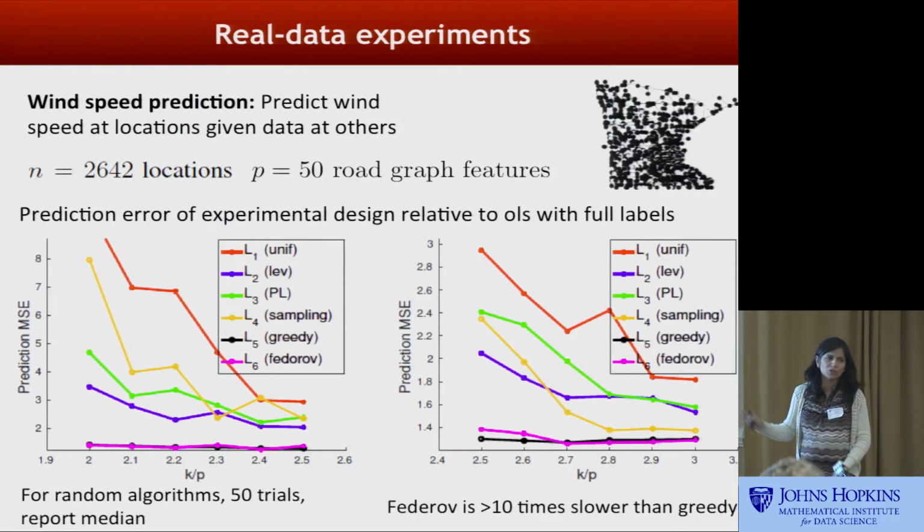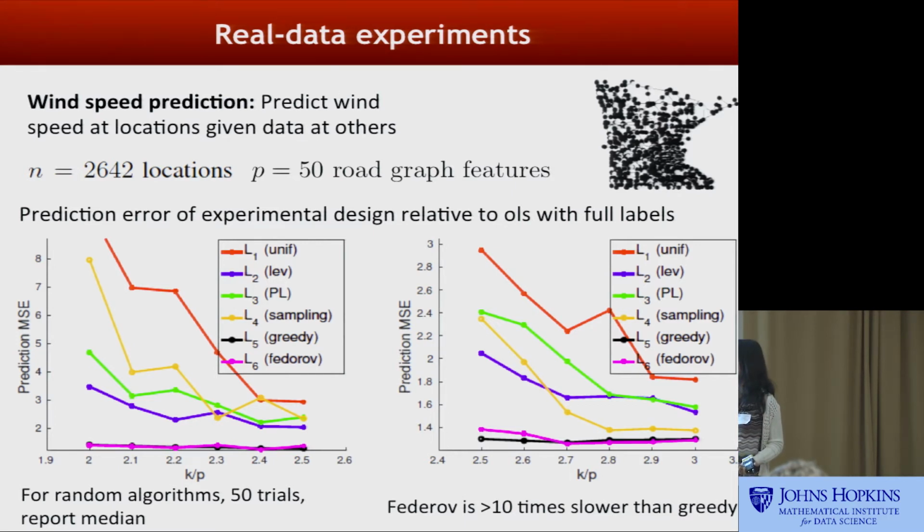And I'll only show you, we have applied it to several problems, just one real data example because I talked about this road graph thing earlier. So this was trying to predict wind speed, given the wind speed of a few locations, predicted on the rest. And again, we see that the black and the pink lines, so black is R-greedy and Fedorov, which is the combinatorial solution, actually perform the best.